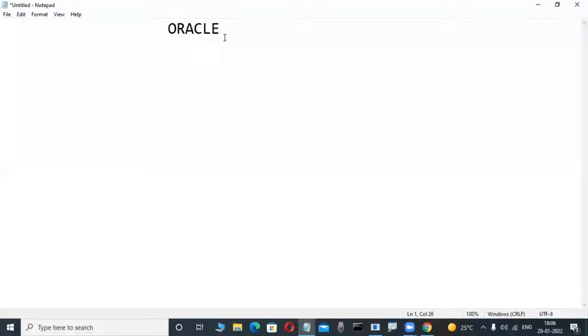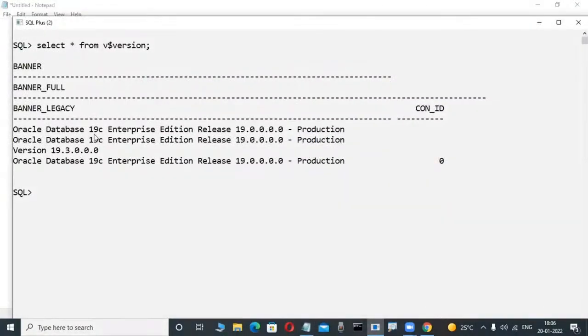Oracle 1.0, 2.0, 3.0, 4.0, 5.0, 6.0, 6.1, 5.1 also. And now 7.0, 7.1, 7.2, 7.3, 8.0, 8.1.5, 8.1.6, 8.1.7. That is also called 8i, 9i, 10g, 11g, 12c, 18c, 19c, and the latest one, 21c. But in our class, this software is available, 19c, we are learning only.